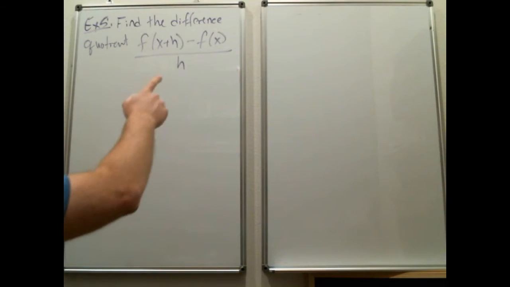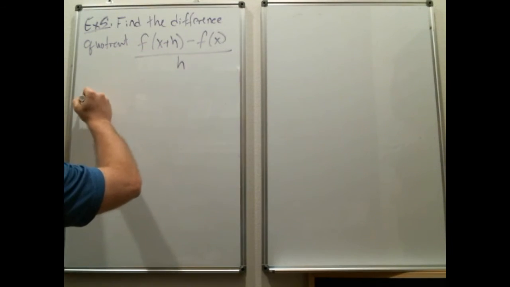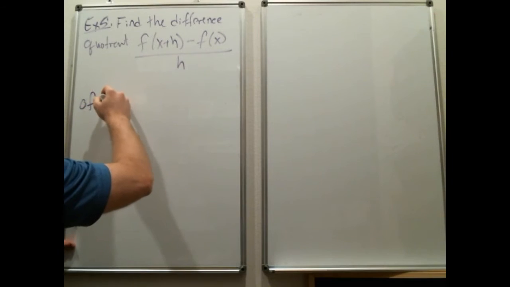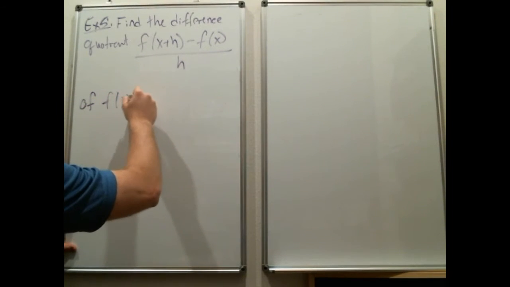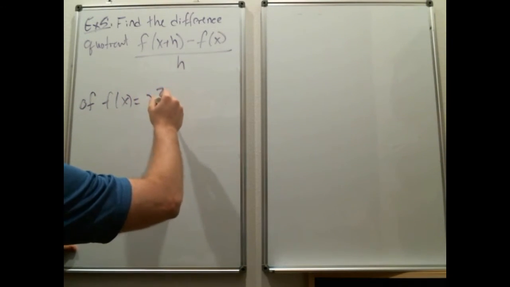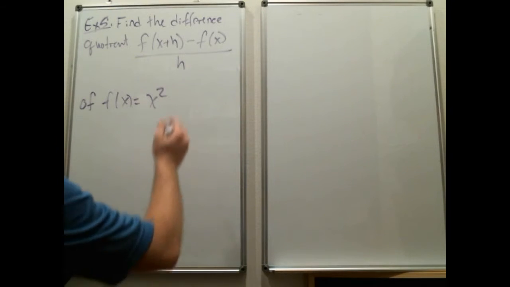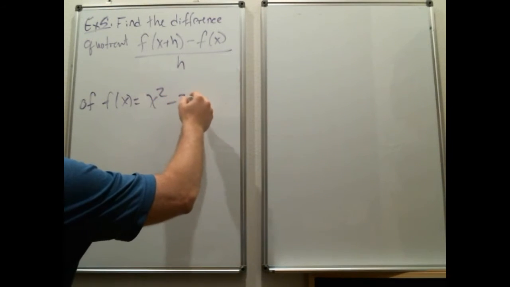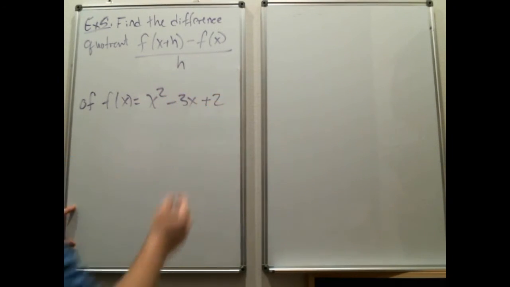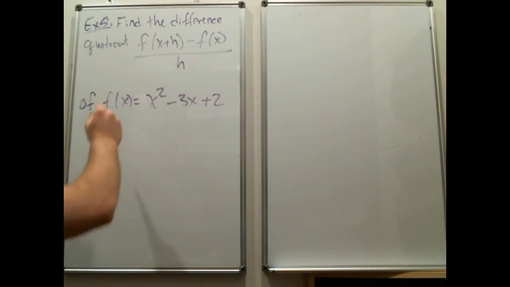So find the difference quotient of, let's say, f of x equals x squared minus 3x plus 2. So I just made up something there. Alright, so I want to find the difference quotient of this thing.